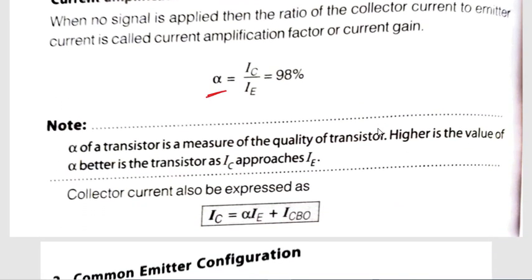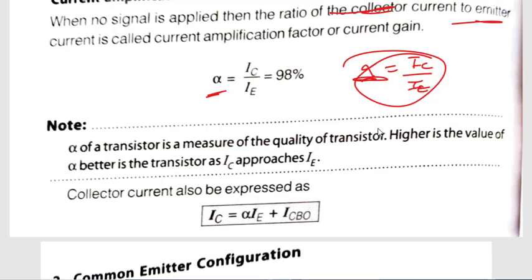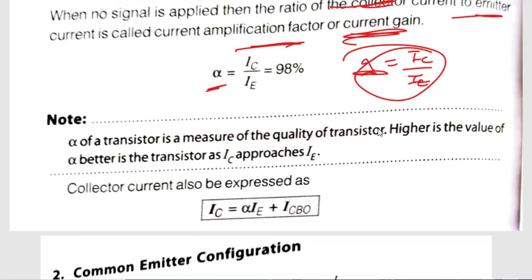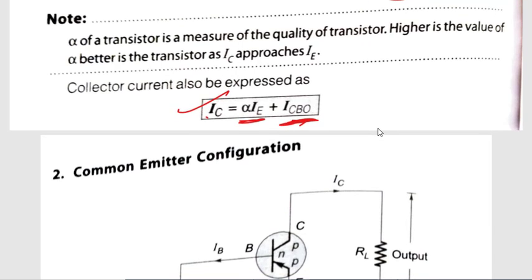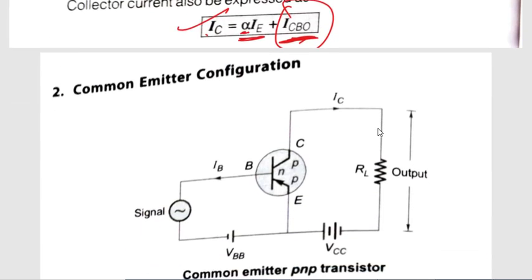So what is the current amplification factor? The current amplification factor is given by alpha, and alpha is equal to IC upon IE for common base configuration. When no signal is applied, the ratio of the collector current to emitter current is known as the current amplification factor or current gain. Collector current can also be expressed as IC is equal to alpha times IE plus ICBO. ICBO is the collector to base leakage current and alpha is the current gain, or current amplification factor.